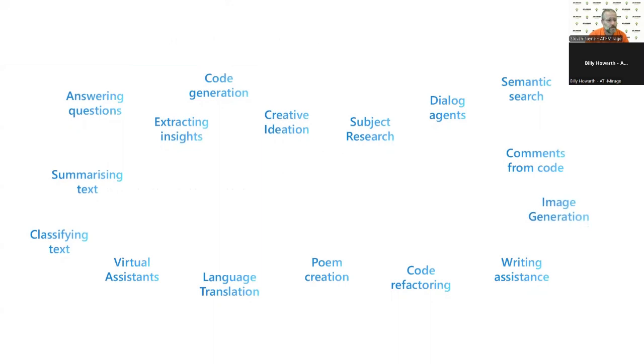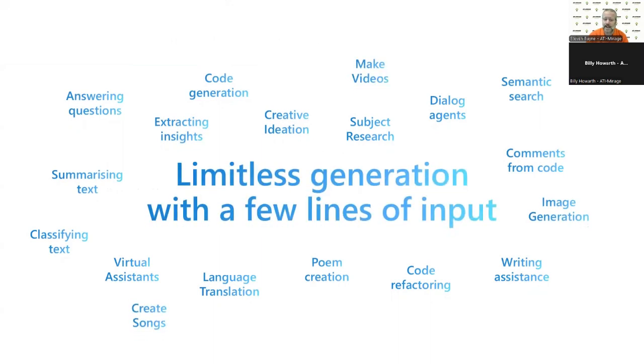These are all some ways that you can use AI. Just with a few lines of input, you can summarize a really complicated document. You can create a poem for an advertising campaign. You can ask for text to be classified into a table. You can get questions answered on all sorts of topics.